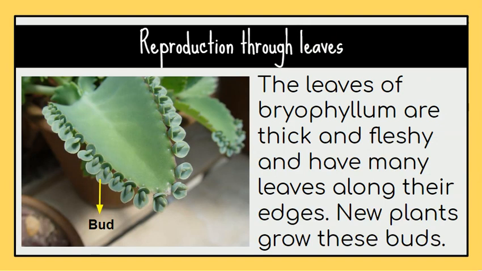So there are many plants that reproduce through their leaves. In bryophyllum, the leaves are thick and fleshy and have many buds along their edges. When these small buds get detached from the leaf and fall on the ground, they develop into new plants.